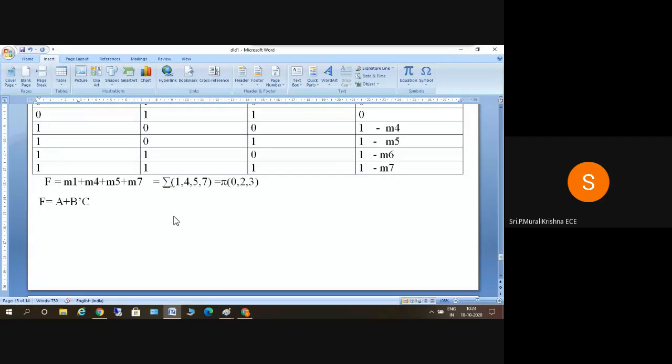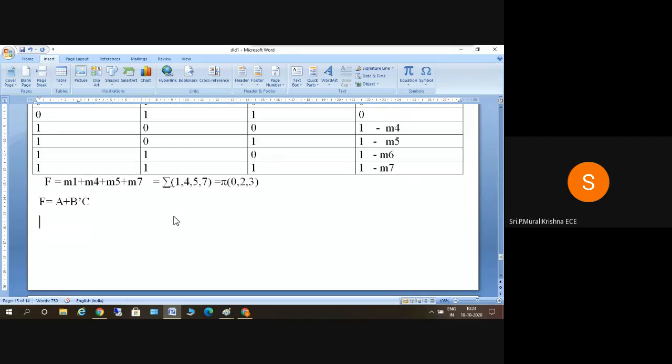This can be written like this. What we have to do is convert this into canonical form. Canonical form means each and every term should be expressed in terms of all the variables. The variables available are A, B, C. So we have to express each and every literal in canonical form, where each variable is available in normal form or complement form.